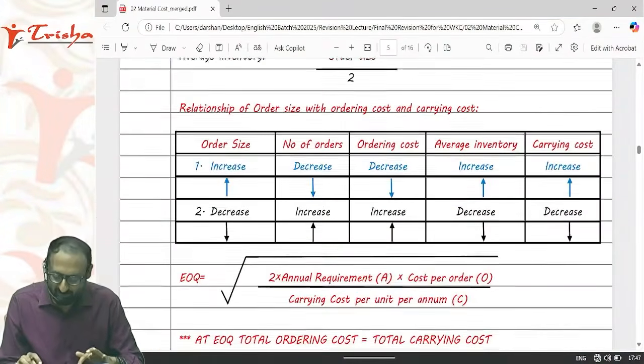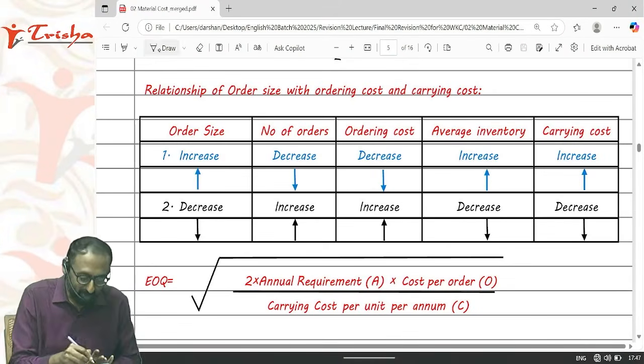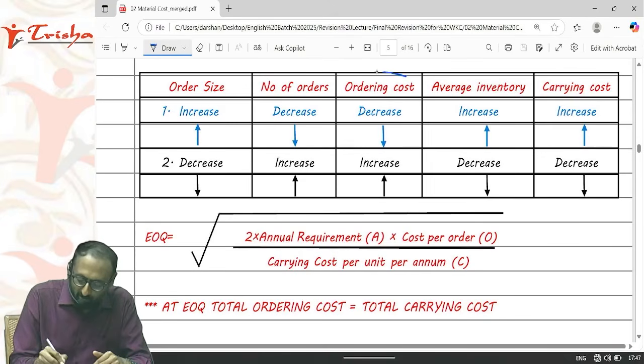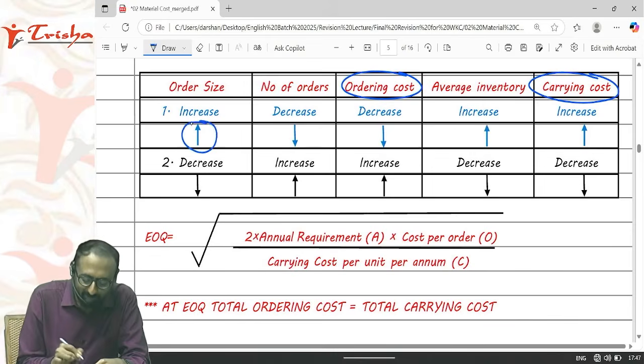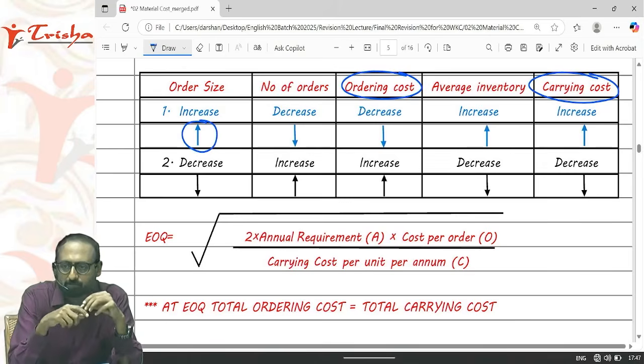Boys and girls, let's discuss one very important point. Concentrate on this chart, the relationship between ordering cost and carrying cost. If your order size is high in one order, by the way, what is order size? A very basic question I have asked. It is the quantity you purchase in one order. Batch size, order size. How much raw material you purchase in one order is called the order size.